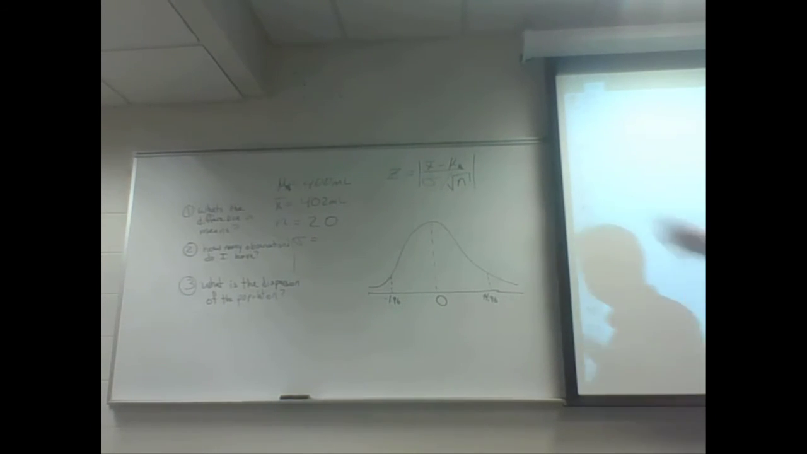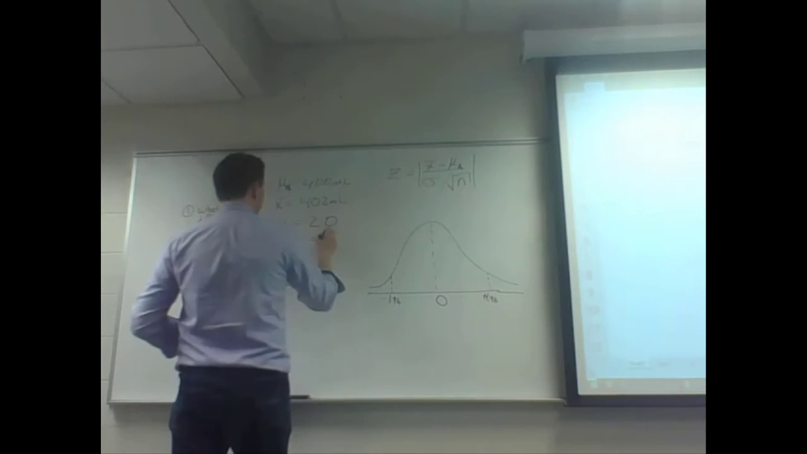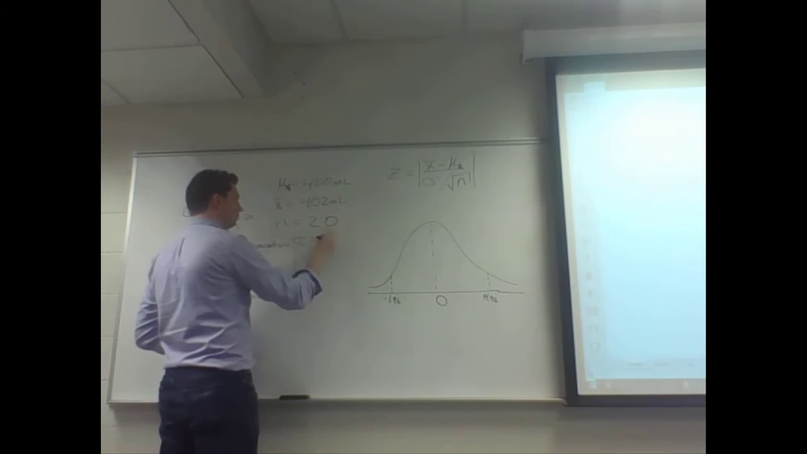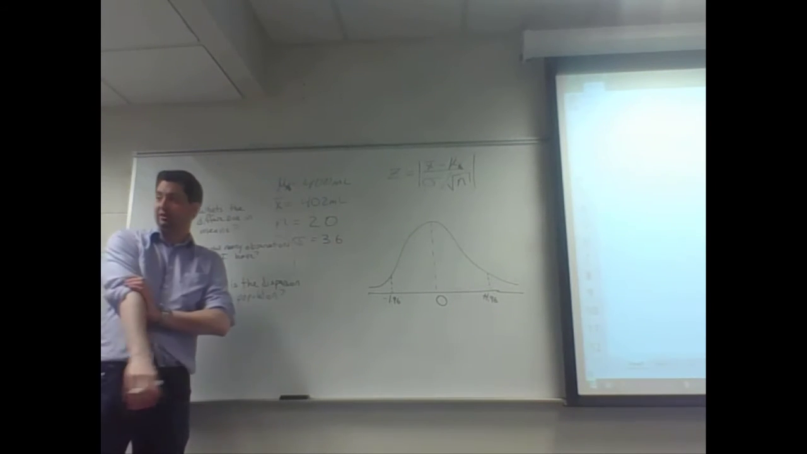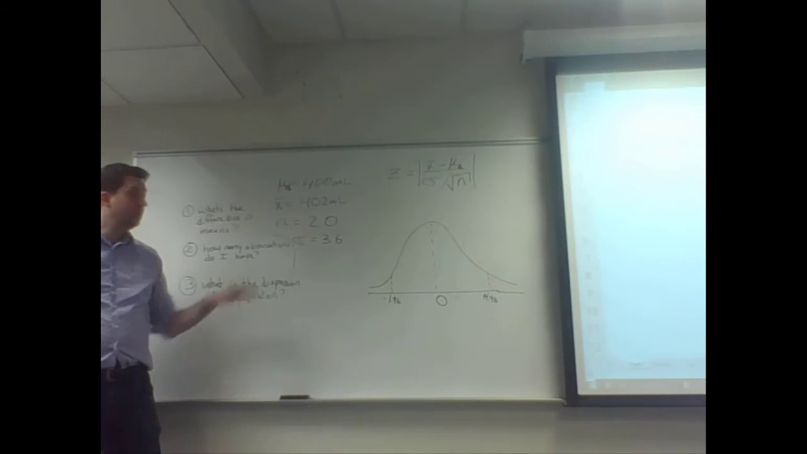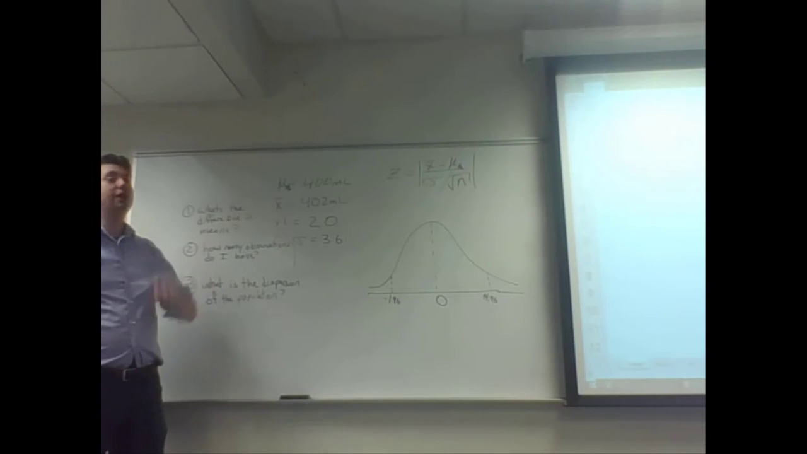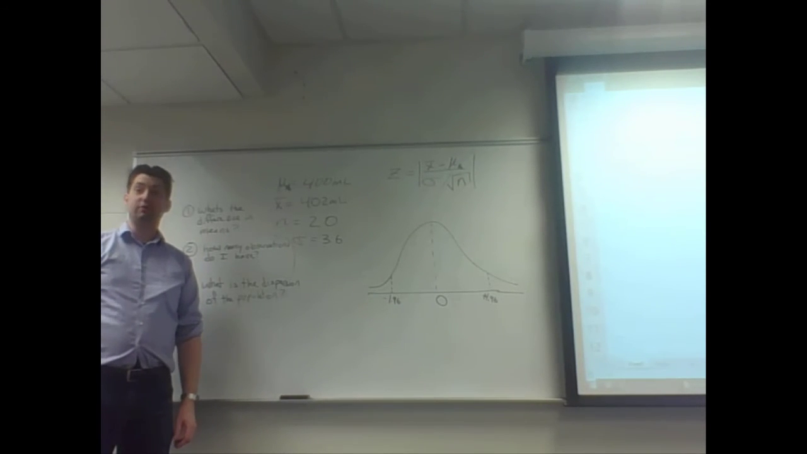Okay. So let's imagine the n is 20, and let's imagine that the population standard deviation is 3.6. These 4 numbers in any problem you encounter will be given to you.